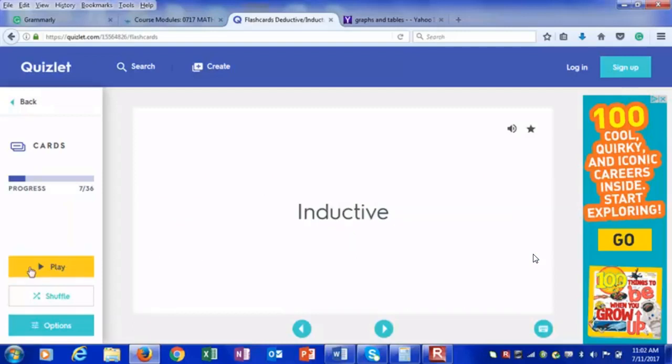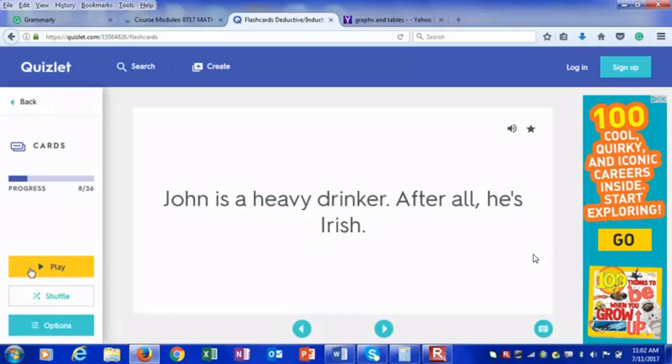It is. Let's try the next one, number 8. John is a heavy drinker. After all, he's Irish. Is there a pattern between being a heavy drinker and being Irish? Or could this be logic? Because he's a heavy drinker, he just has to be Irish.